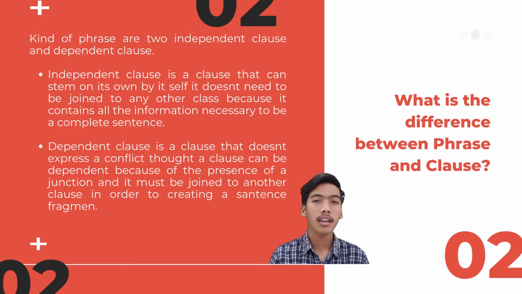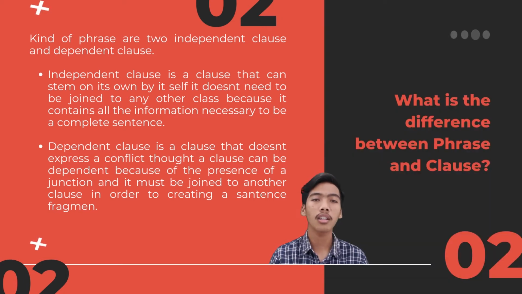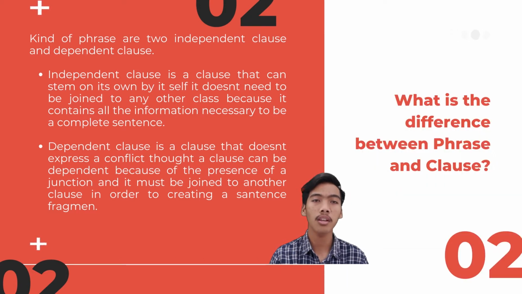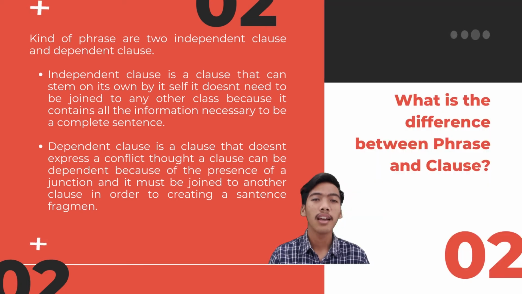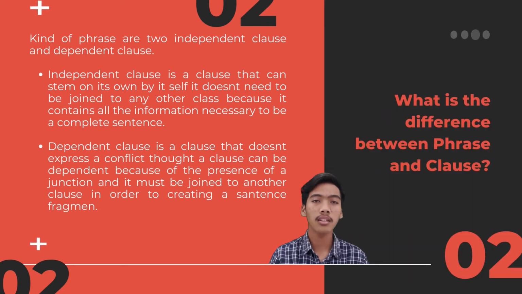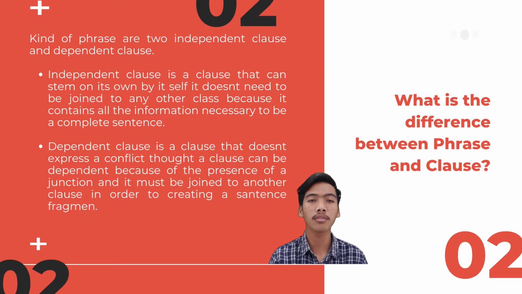Kinds of clause are independent clause and dependent clause. Independent clause is a clause that can stand on its own by itself. It doesn't need to be joined to any other clause because it contains all the information necessary to be a complete sentence. Dependent clause is a clause that doesn't express a complete thought, though a clause can be dependent because of the presence of a conjunction, and it must be joined to another clause in order to avoid creating a sentence fragment.